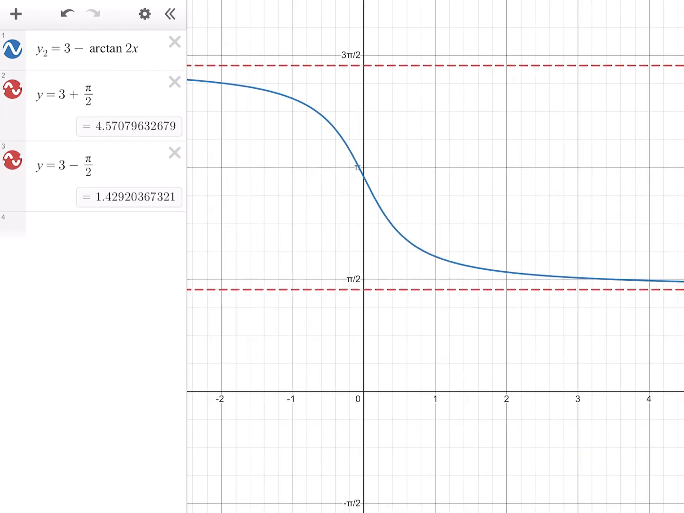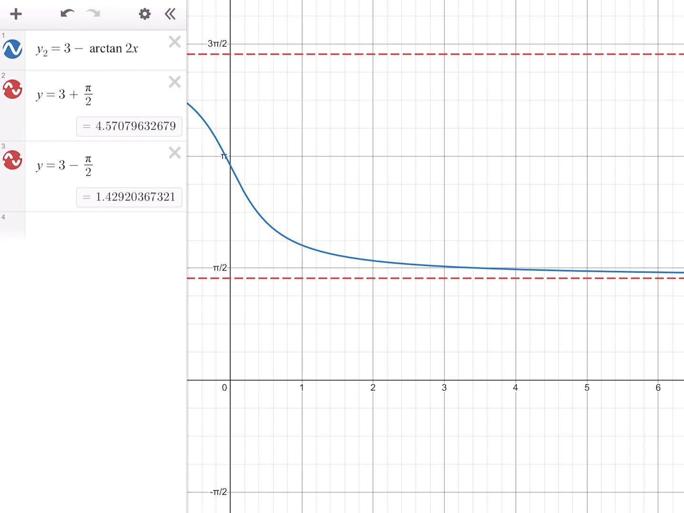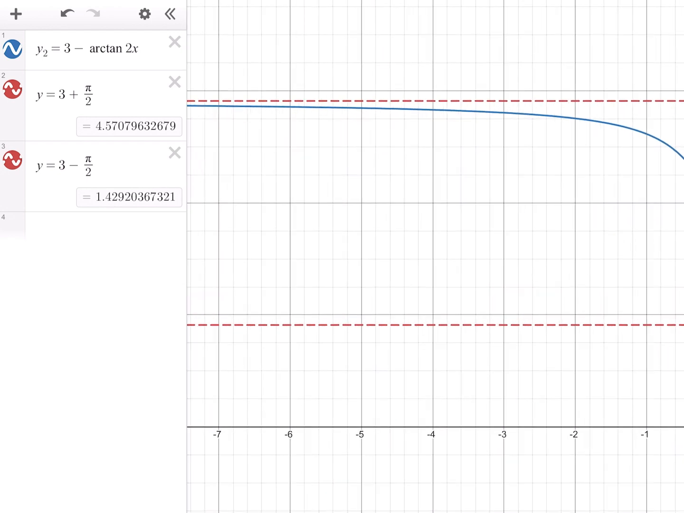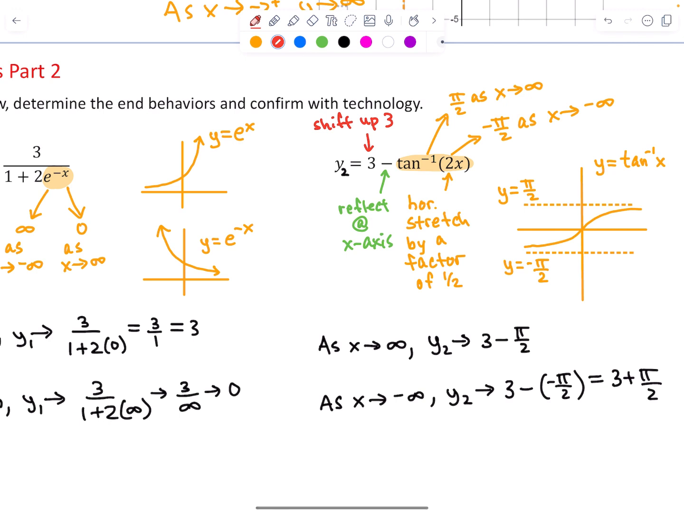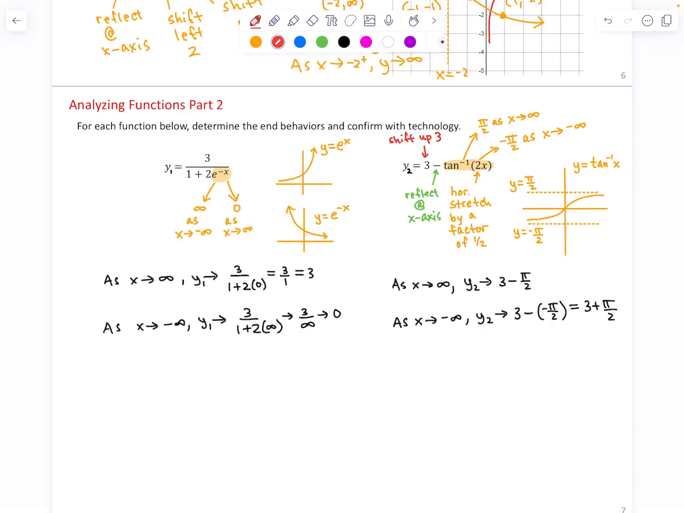As we go right forever, we can clearly see that the blue graph is approaching the lower asymptote, which is 3 minus pi halves. And as we go left forever, the blue graph is approaching the upper asymptote, which is y equals 3 plus pi halves, confirming our analysis here. Okay, and this concludes the second part of our lesson on analyzing functions.